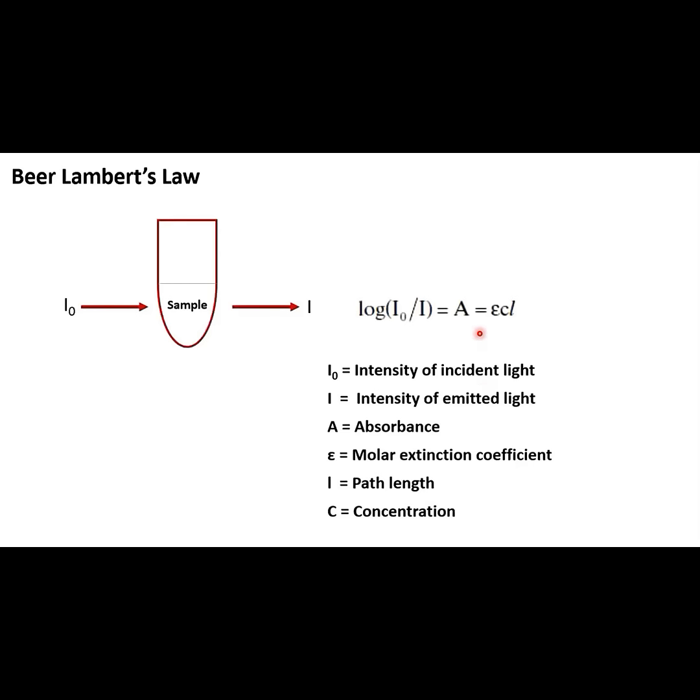Here in this equation, if we keep the value of concentration and path length equal to 1, then the value of absorbance will be equal to the value of the molar extinction coefficient. So till now, what have we learned? We have learned from Beer-Lambert's law that the absorbance of light by a given sample depends upon the concentration of the sample and the path length. And finally, it also depends upon the nature of the sample in the form of the molar extinction coefficient.